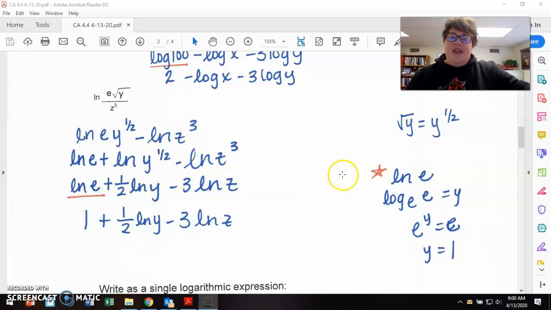So natural log of e, if you remember, means log base e of e. And when your base is the same as what you're taking the log of, remember it's equivalent to 1. So that's where the 1 is coming from.